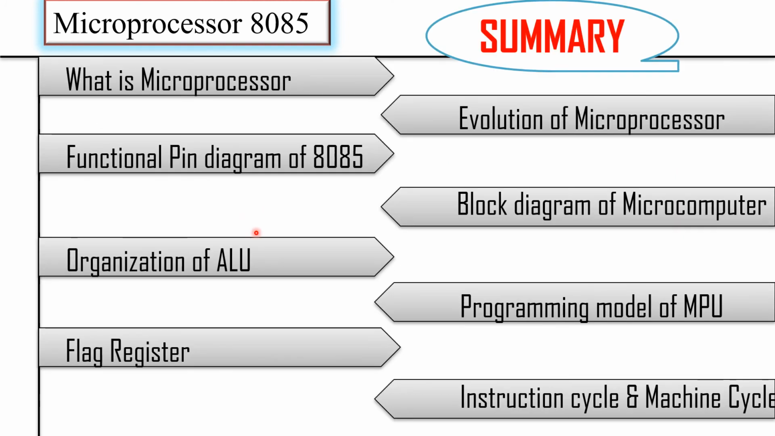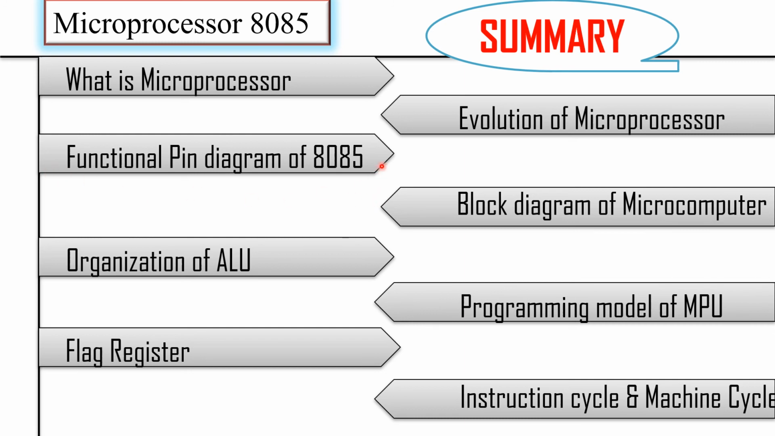So students, we came to the end of Chapter number 1, Microprocessor and Organization of 8085. Let us revise what we have studied in this chapter. We have seen what a microprocessor is and its function. Then the evolution of microprocessors, that is the different generations; we have seen 5 generations. Then the functional pin diagram of 8085. We have seen that the 8085 chip is a 40 pin IC, and we have seen each pin in detail, right?